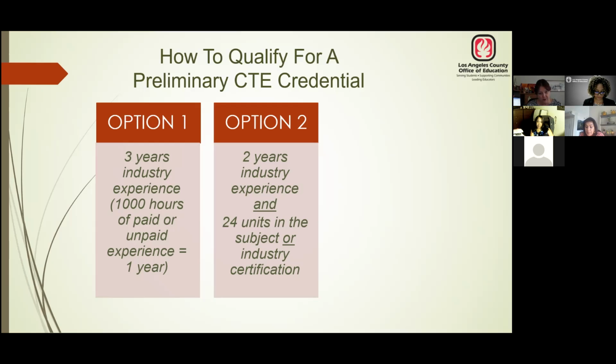General ed courses do not count. So we'd be looking at their transcripts. The other thing is an industry certification. An industry certification can count as 1 year. So that's the other way to get to that 3 years.